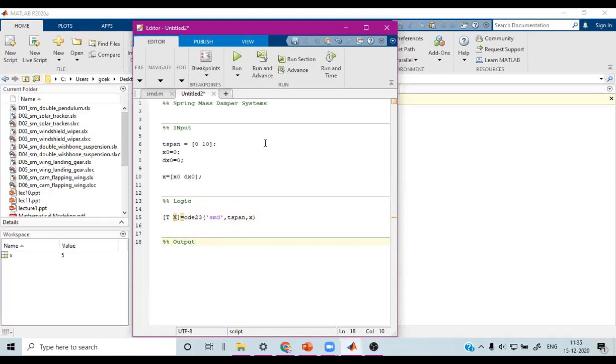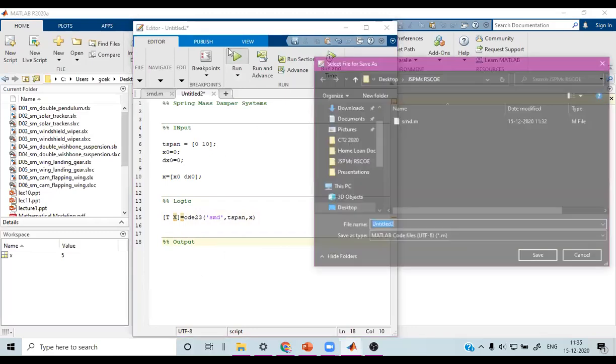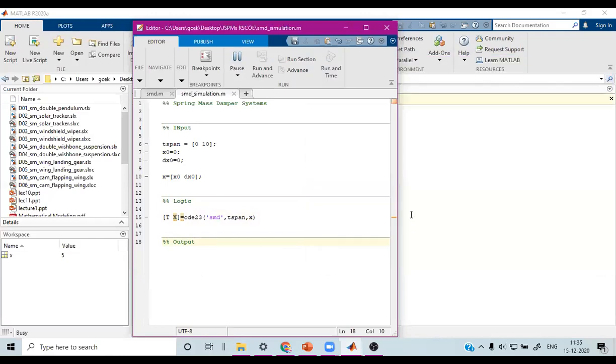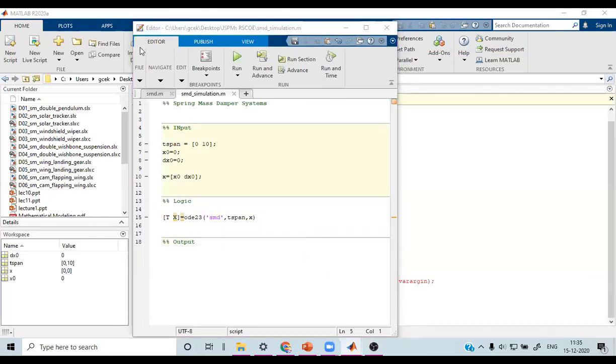And then I will now simulate and I want to observe what the errors will be. I will now give a name for this other file. It's SMD something. Okay. Once you give this name, you can just observe one thing.